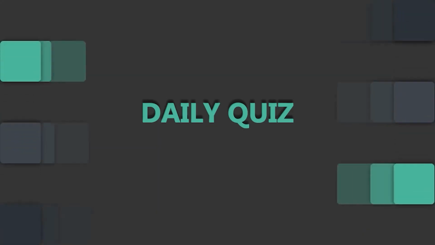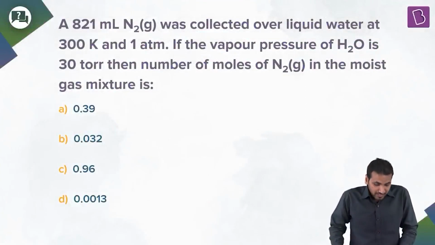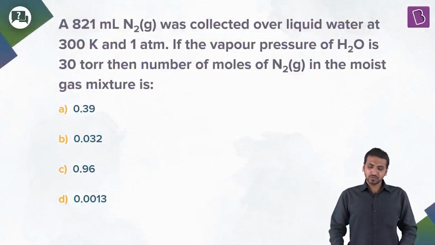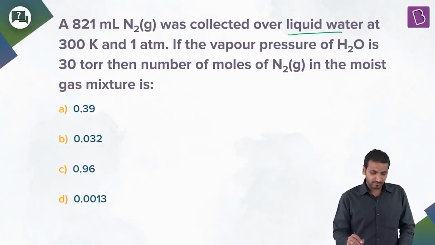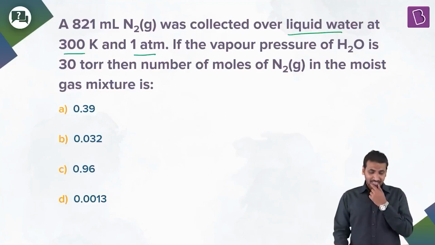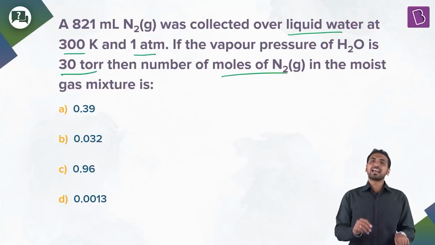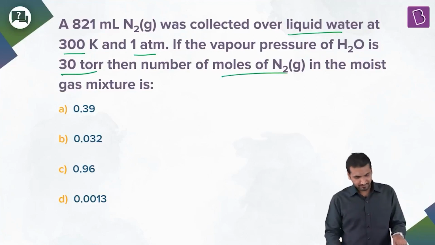Thank you. So here we have a numerical from states of matter. Let's read the statement first. 820 ml nitrogen gas was collected over liquid water at 300 Kelvin, 1 atm. If the vapor pressure of water is 30 torr, then find the number of moles of nitrogen gas in the moist gas mixture.